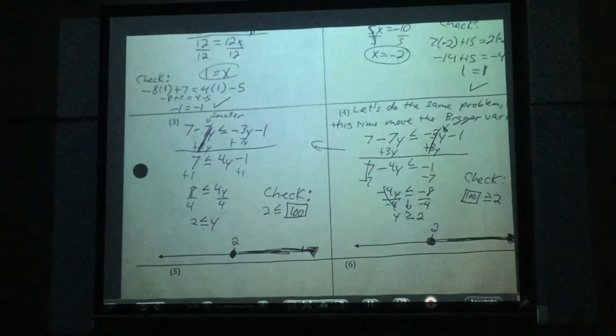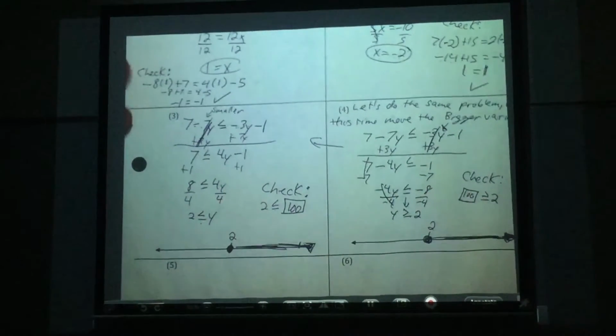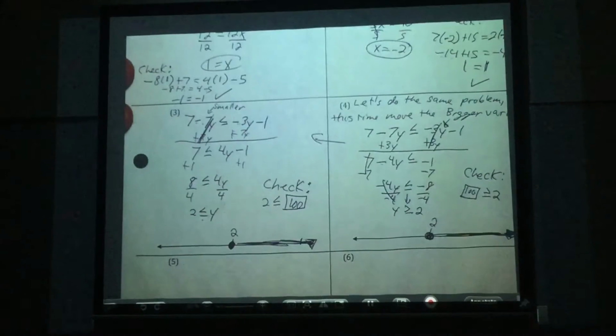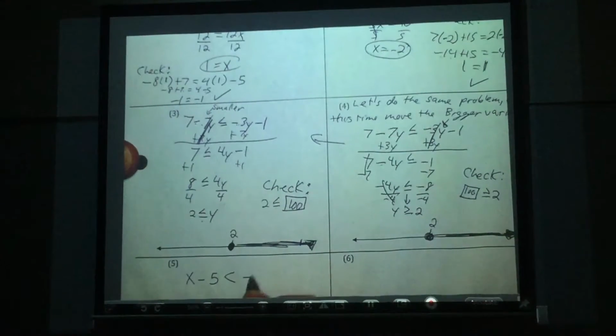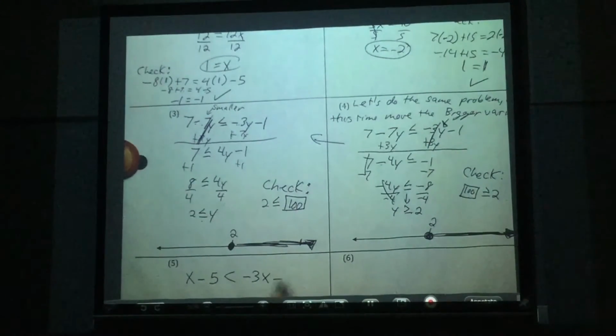Okay? Now number 5 is another inequality. So let's go ahead and write this down. The inequality is x minus 5 is less than -3x minus 9. So don't forget to move the smaller variable. Go ahead and do that on your own right now.